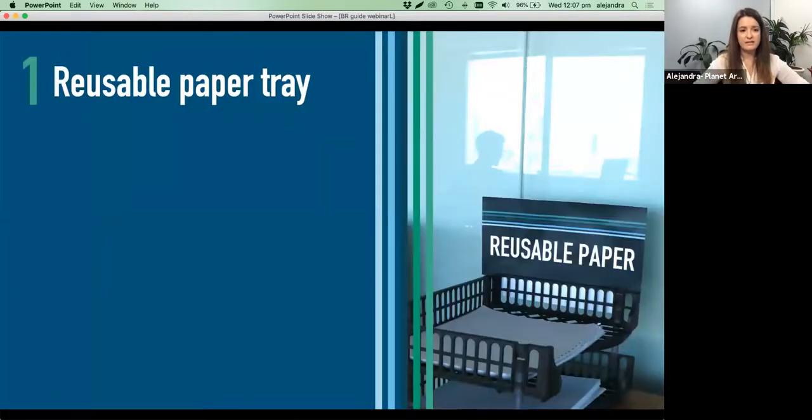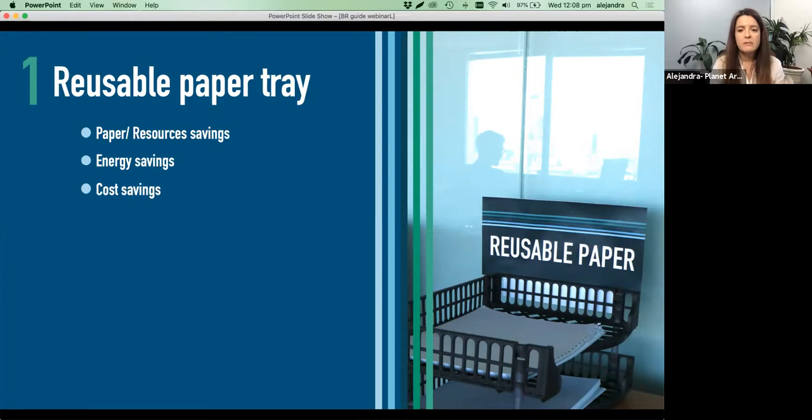So the first one is a reusable paper tray. I know that this might seem lame and kind of obvious, but this is a very good one to save, obviously, paper and resources, energy, and also cost. But also this is great if you place them right next to the printer, and this is for paper that has been printed just on the one side, but not on the other. By having that constant reminder to people about the reuse of paper, you reinforce that message about reuse in general. So it really can help to remind people about reuse before they should be recycling.